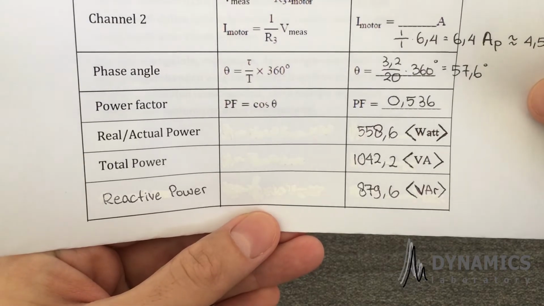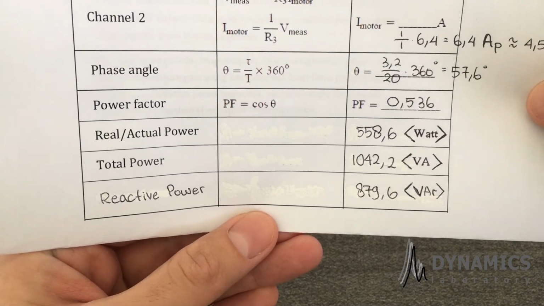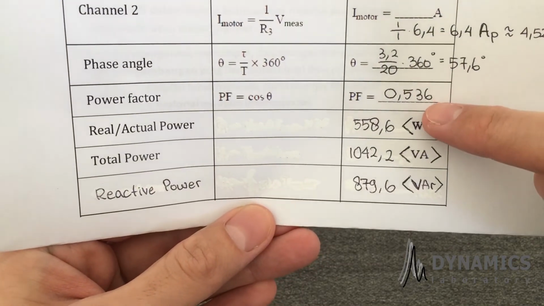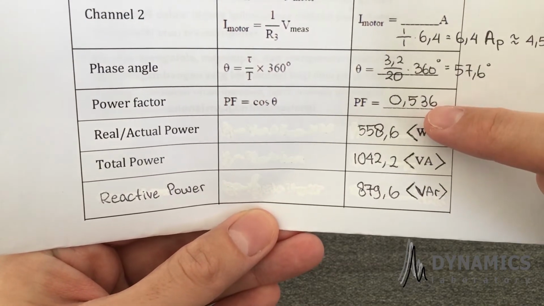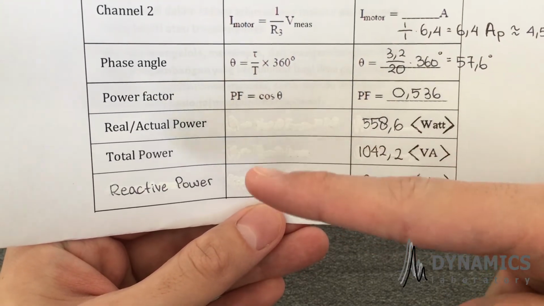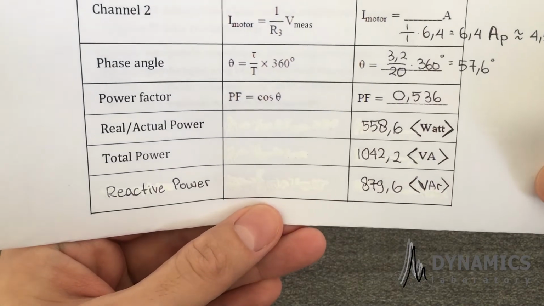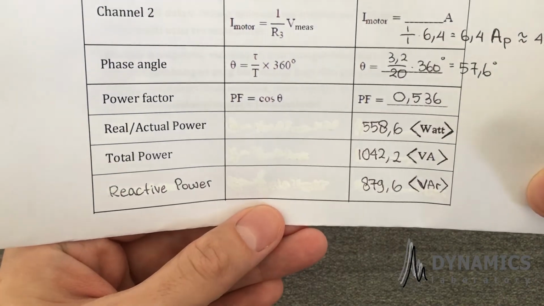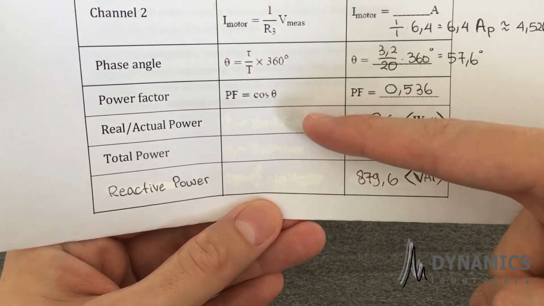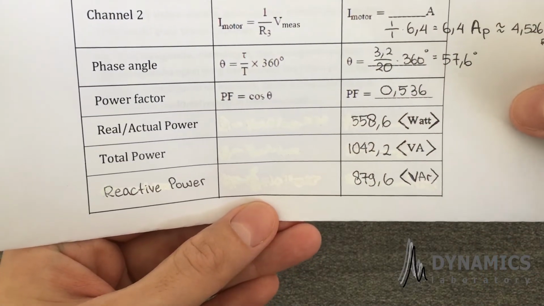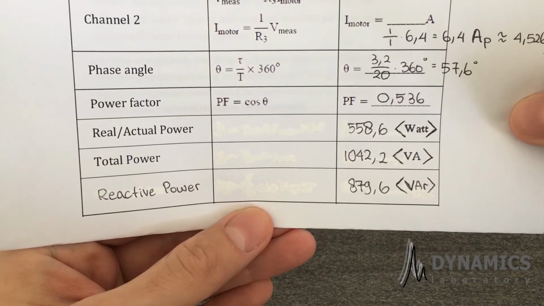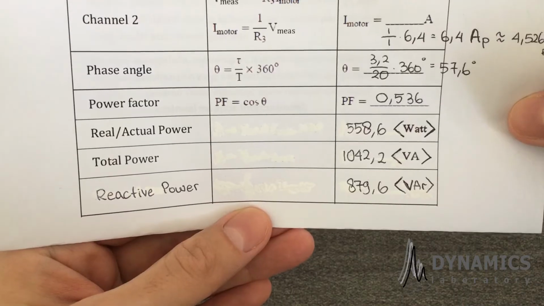And you can easily calculate the power factor, because the power factor is equal to cos of the degree, or the phase angle, and we get 0.536. After that, you can easily calculate the real power, total power, and reactive power. In here, I didn't give you the formula because you have already learned it in the lecture. If you don't remember it, please see your lecture notes.